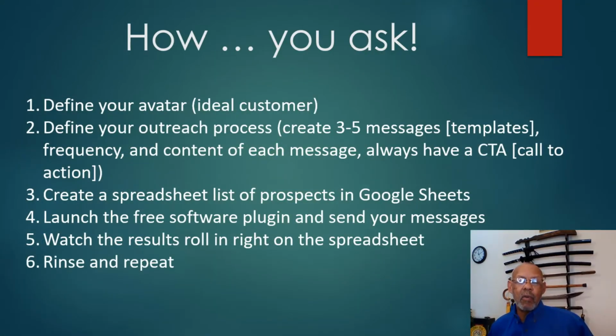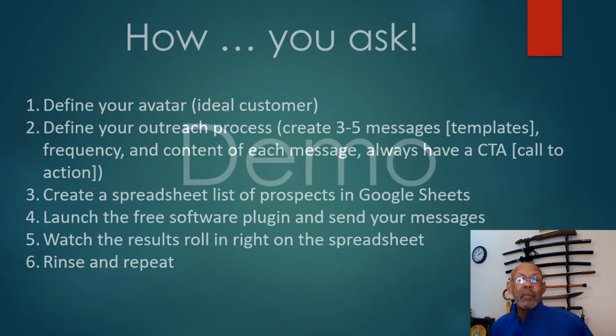Well, easy. It's just like what we talked about a little while ago: define who your ideal customer is, create your process, and then create 3 to 5 messages. Figure out the frequency and the content of your messages, and always have some kind of call to action, asking them to take some action in the email you're sending. Then we're going to create a spreadsheet with our list of prospects over in Google Sheets. Then we're going to launch this free software that I'm going to tell you about later, which will help you send these messages. Then you're just going to watch the results roll in literally on your spreadsheet. You'll be able to see the results, and then it's just rinse and repeat.